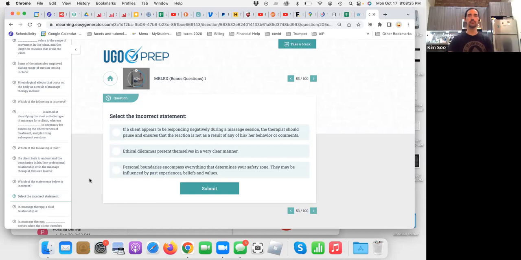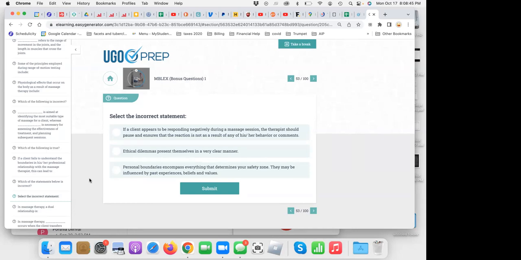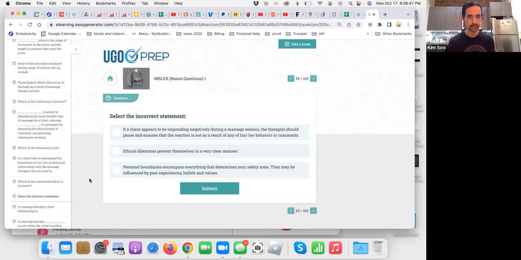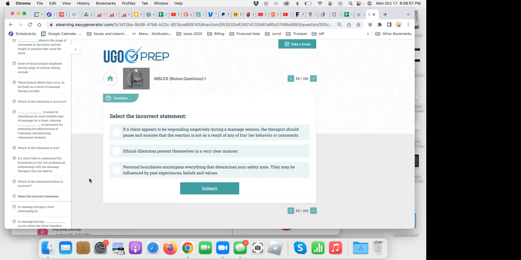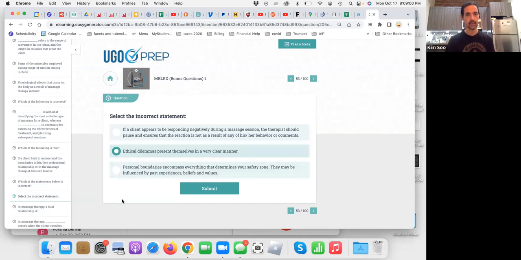Okay, ethics means making a choice between two choices which are both correct. Now, if you have two choices that are both correct, is there a clear, correct ethical answer, or is it less clear? It's less clear. Now, listen to the question and the answer. Select the incorrect statement: ethical dilemmas present themselves in a very clear manner. Is that statement incorrect or correct? Incorrect. Yes.